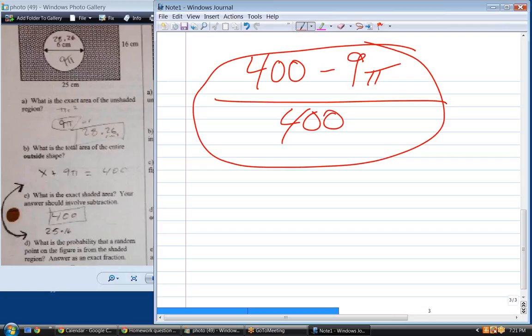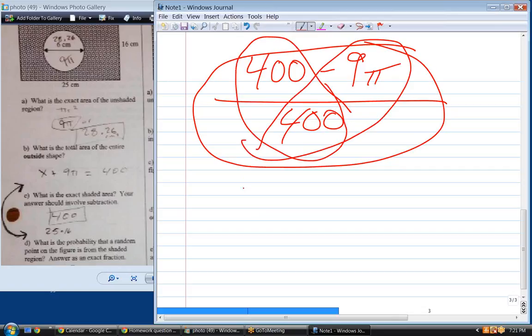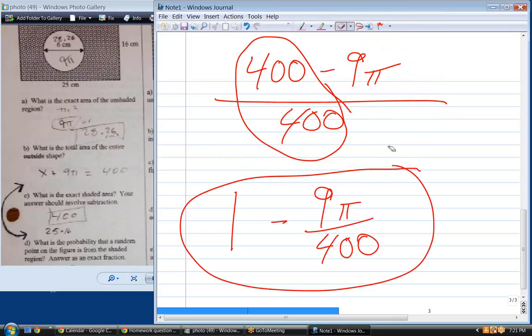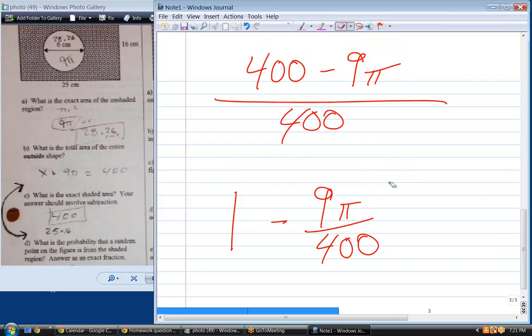I don't know whether your teacher wants your answer to look like this. She definitely specified an exact fraction, but I can break this down into two numbers. Well, 400 over 400 would be 1 minus 9 pi over 400. So maybe she wants that answer, or maybe she wants the one up here. I'm not sure. Probably she would accept either one, is my guess.